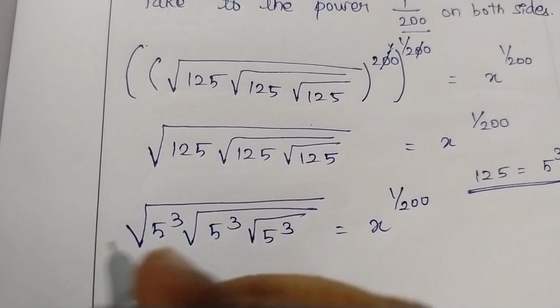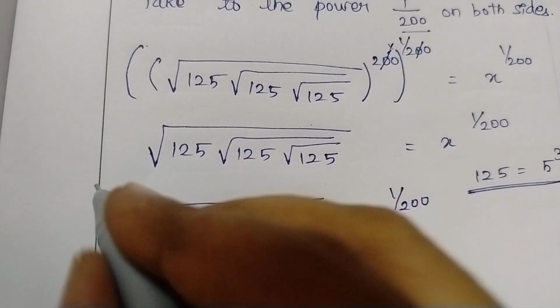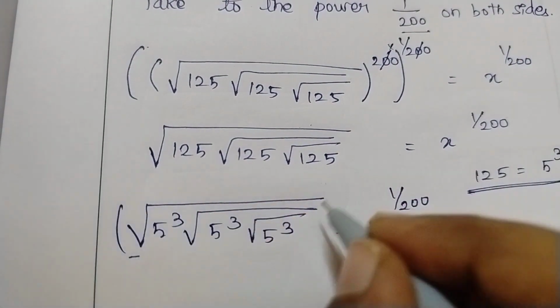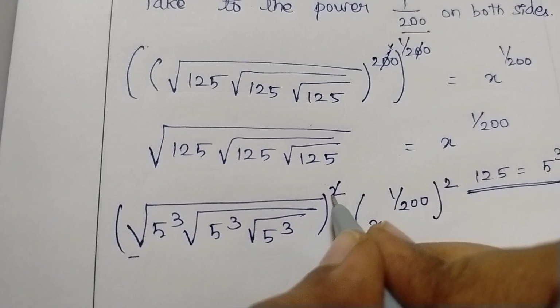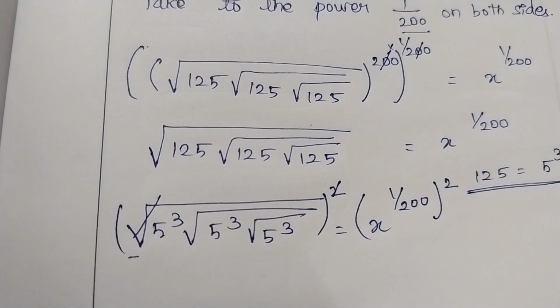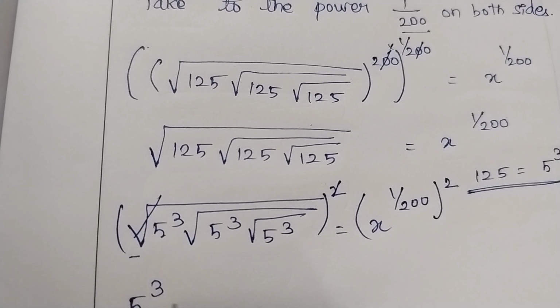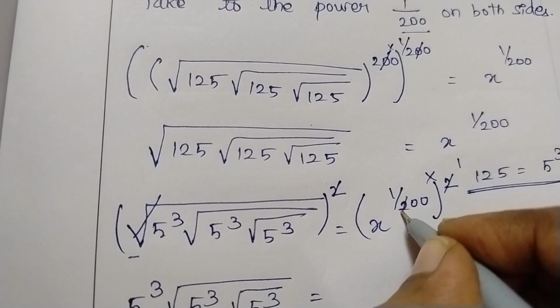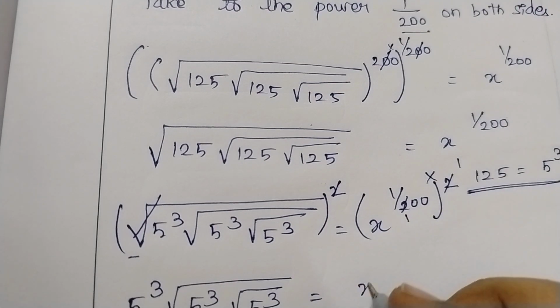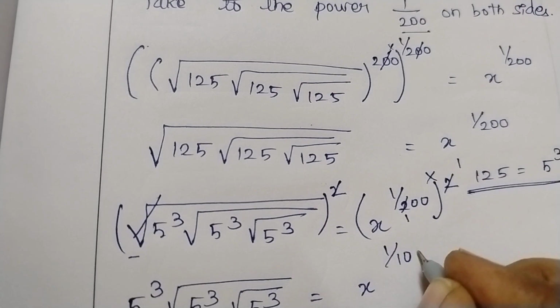So we need to remove this square root. What do we have to do? We need to take square on both sides. So take square on both sides. Due to the square, this root gets cancelled. So what do we have remaining? 5 cube, the root of 5 cube, the root of 5 cube, which is equal to, we can multiply these two, 1 by 2 is 100. So what we have on the right hand side, x power 1 by 100.